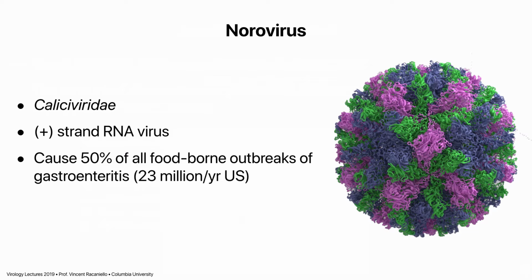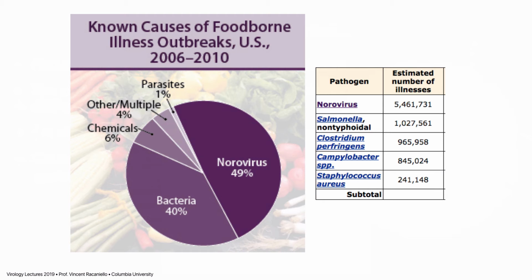And mostly the gastroenteritis is caused by a norovirus, which is a member of the virus family Caliciviridae. These are plus-strand RNA viruses with naked icosahedral particles, very, very much like polio in their overall structure, but in a different family. They cause 50% of all foodborne outbreaks of gastroenteritis. That amounts to 23 million cases a year of gastroenteritis caused by food.